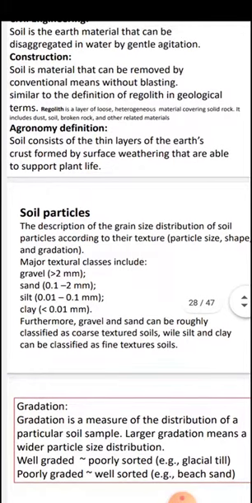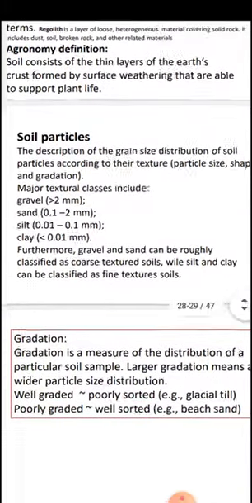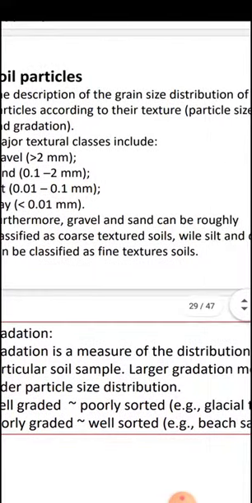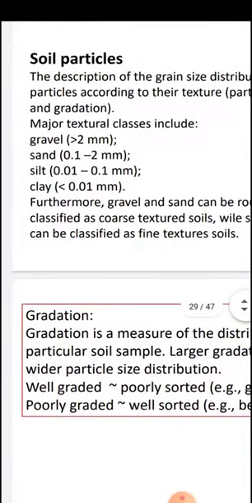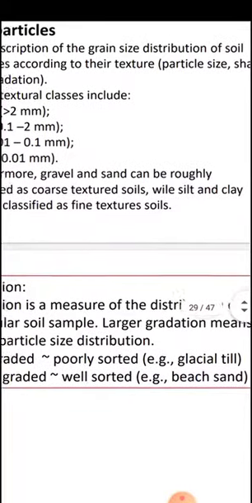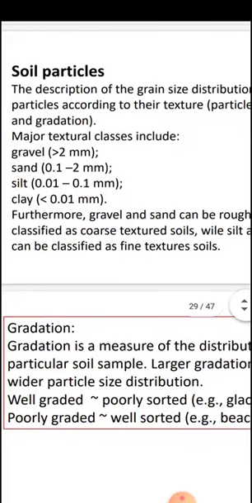Now, soil particles. Soil normally constitutes gravel, sand, silt and clay. Furthermore, gravel and sand can be roughly classified as coarse texture, while silt and clay can be classified as fine texture. In addition to these, we have some rock fragments and some boulders, which also constitute soil particles.